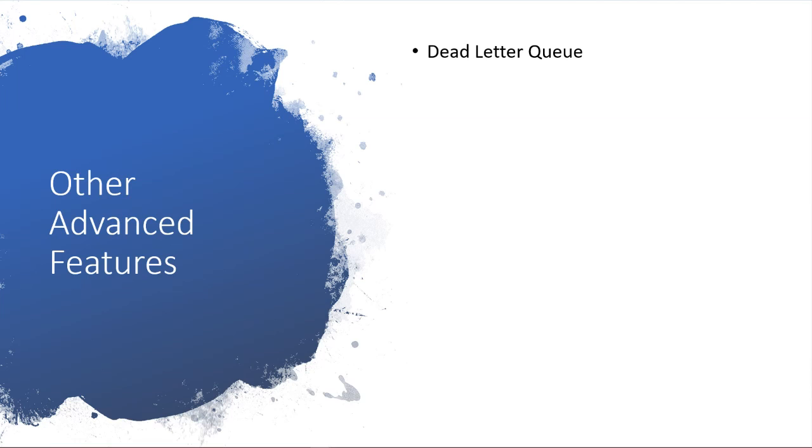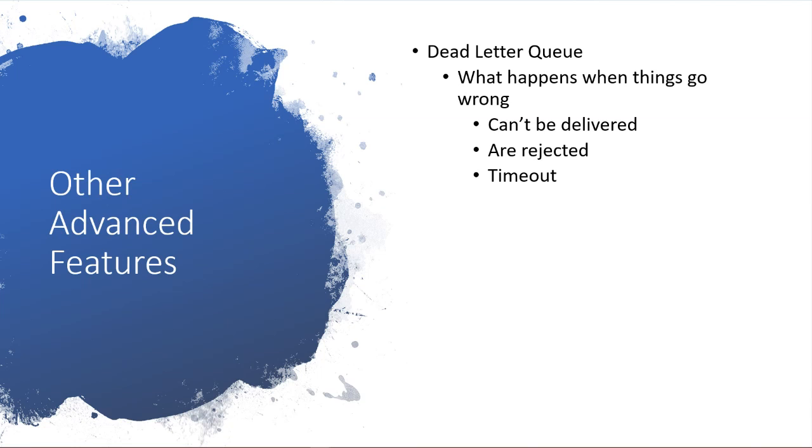Okay, so other advanced features just quickly. So touched a little bit on dead letter queues. Dead letter queues effectively are a sort of storage for basically anything that goes wrong. So if it can't be delivered, it's rejected, or it times out, it ends up in a dead letter queue. There's a feature called message deferral, which is effectively you're receiving a message, but you say, I don't want to receive it now, I want to receive it later on.